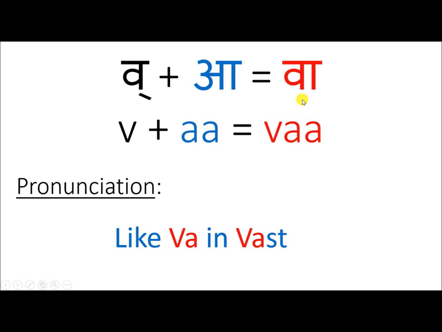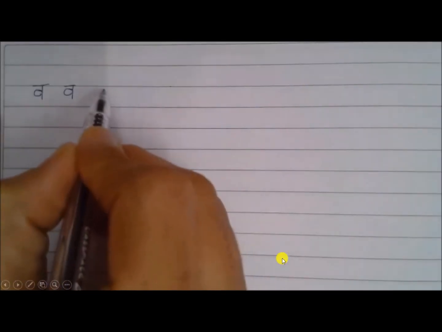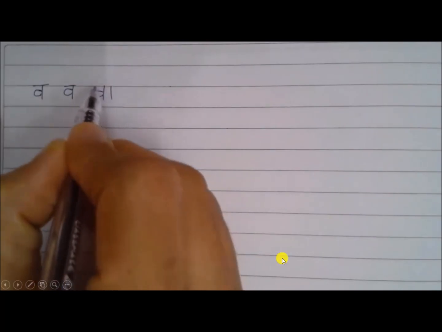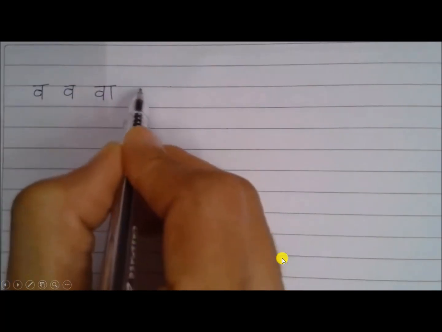The next sound is Va, and you get this sound Va when you add V to A. V plus A equal to Va. Va is pronounced like VA in vast. Okay, let us see how to write Va.